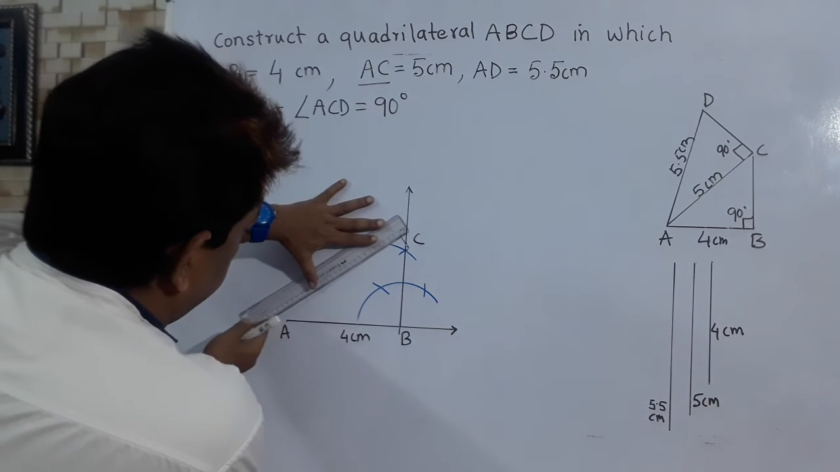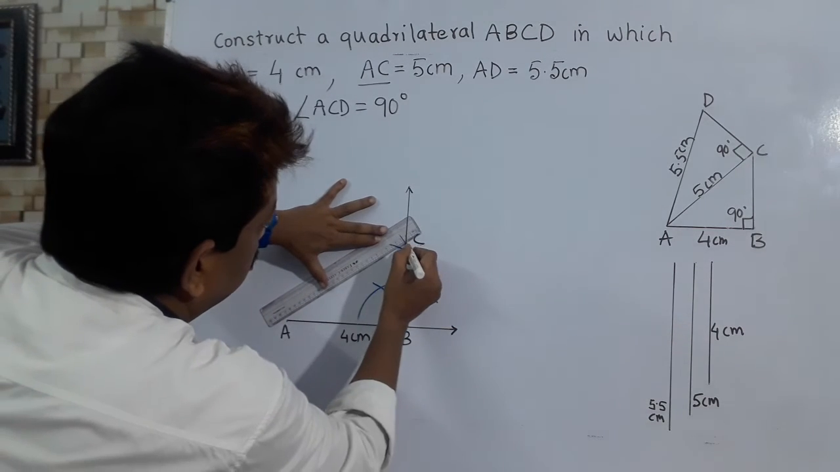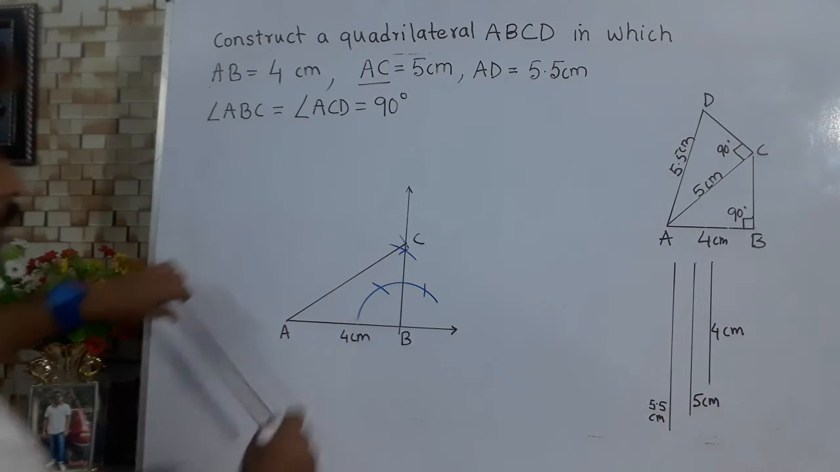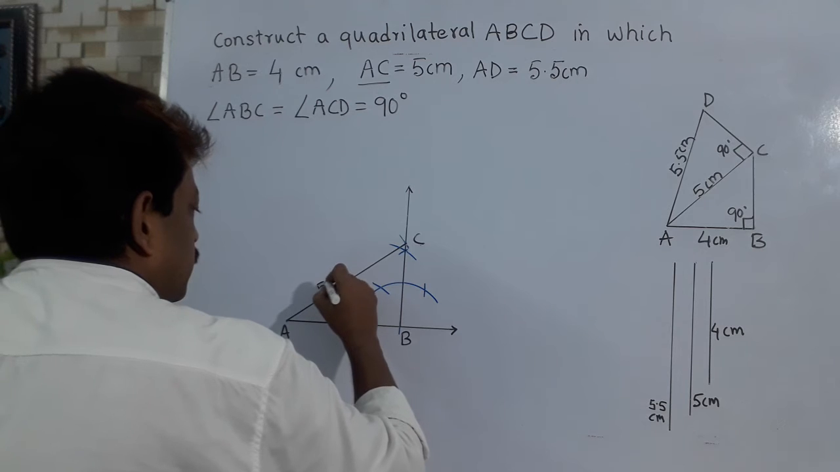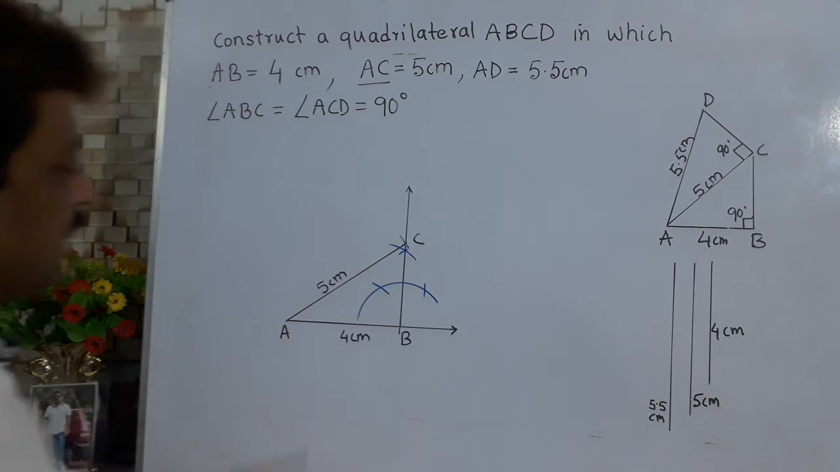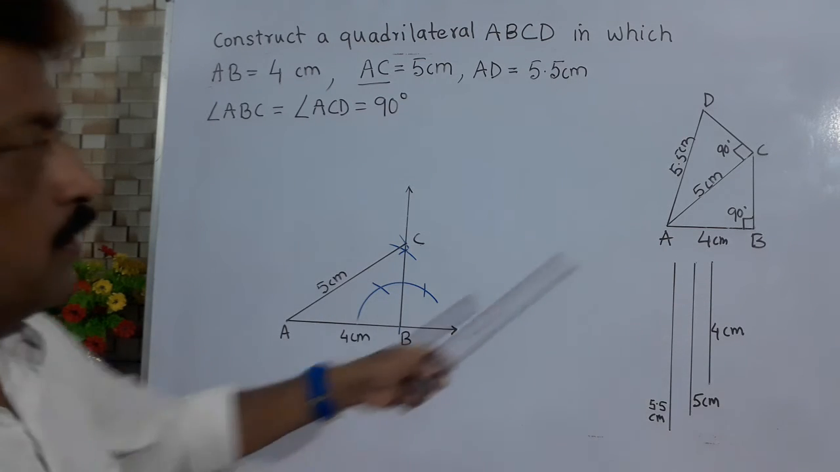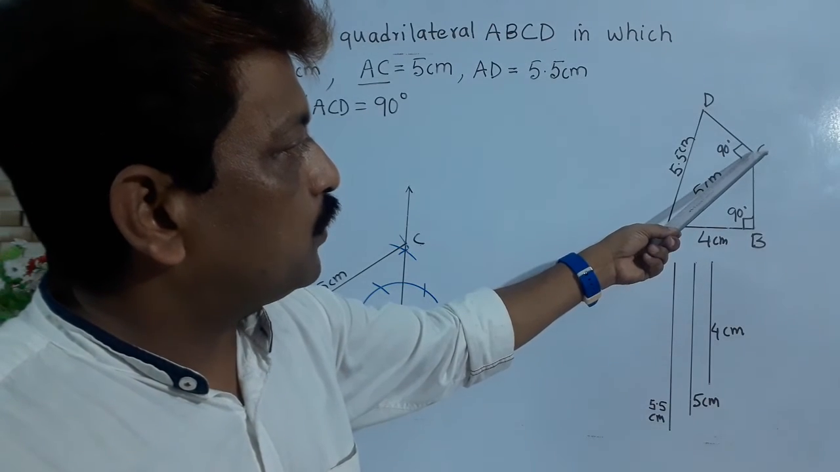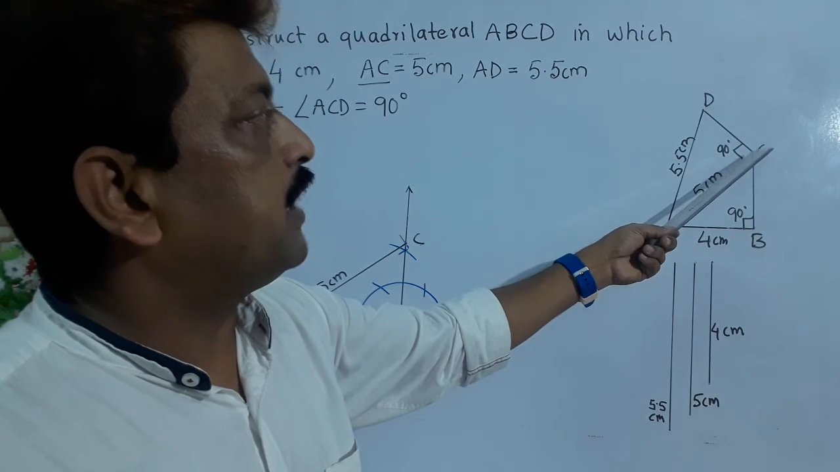So I have to join AC. Okay, so AC is 5 centimeter. We got the diagonal of the quadrilateral. Now on the diagonal AC we have to draw a 90 degree line.